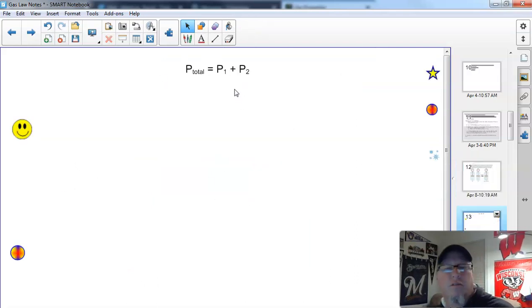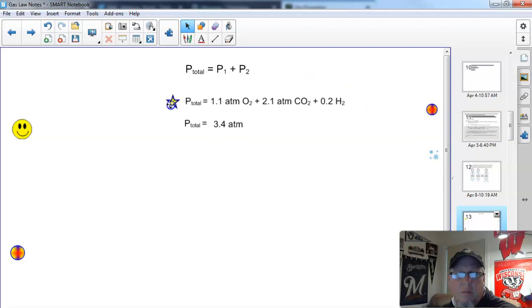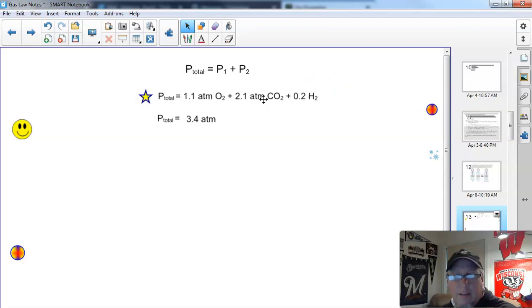Here's another example of doing Dalton's law of partial pressure. I made some examples over here. Again, don't make chemistry harder than it needs to be. Keep it simple. If I gave you 3 gases in a container, just simply add the 3 gases together, and that's where your total pressure comes from.